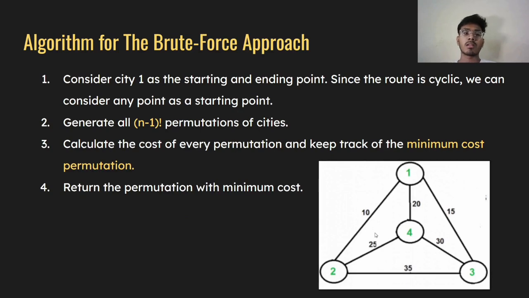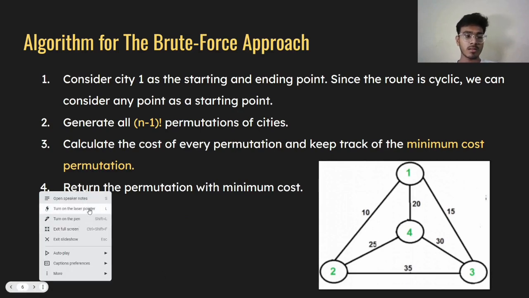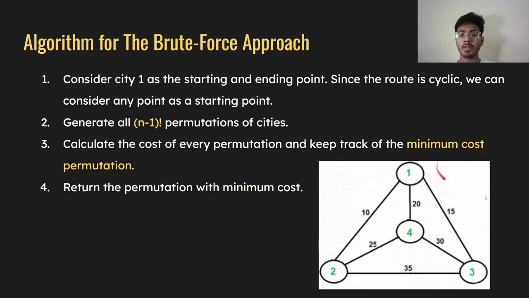So this is the algorithm. For this we will be considering this example. Here, as we have taken this graph, it will consider one city as the starting and end point. So we will be considering city 1 as the starting and end point. We'll be generating n minus 1 factorial permutations, that is 4 minus 1, 3 factorial, which is 6 permutations.